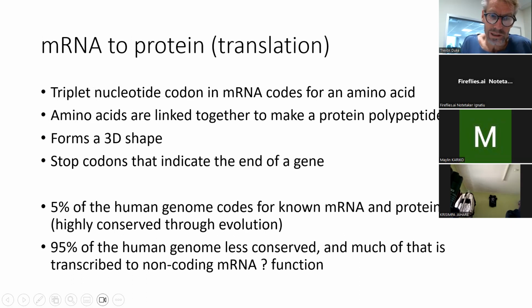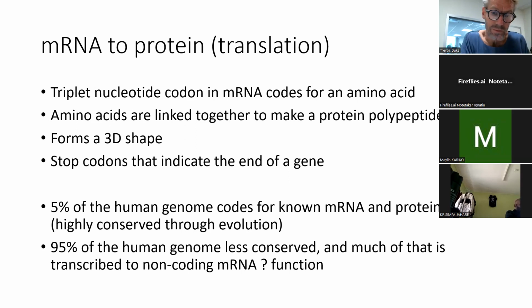We have talked a bit about this, that the amino acids link together in the endoplasmic reticulum. They form a three-dimensional shape, and there are certain regions of the DNA called stop codons that indicate the end of a gene, or the end of the translation of amino acids from messenger RNA to an amino acid chain.